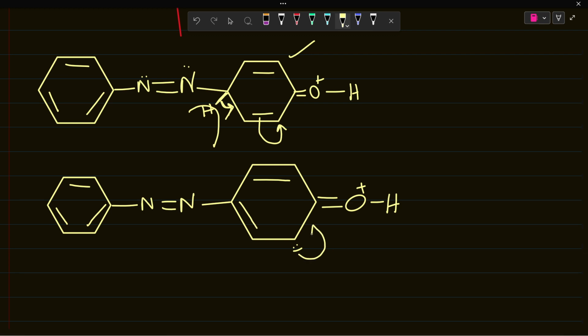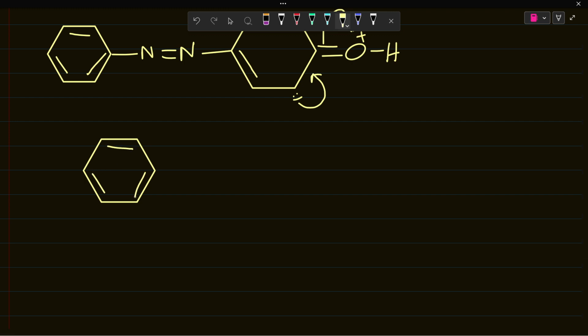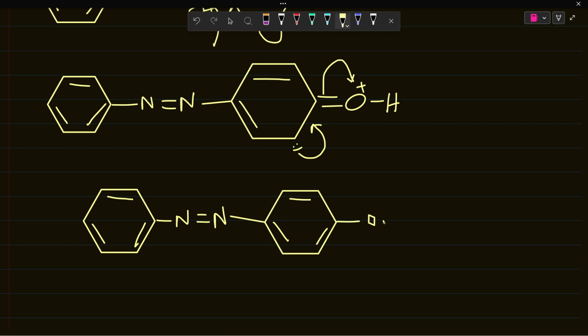Now again, this thing goes here, this thing goes here. So we get something like this. Double bond, double bond, double bond, N, double bond, N, also this molecule. Fine. I hope you understand it. This, and OH. Fine. Now here you can see OH.